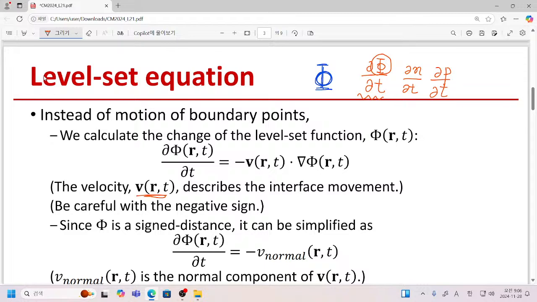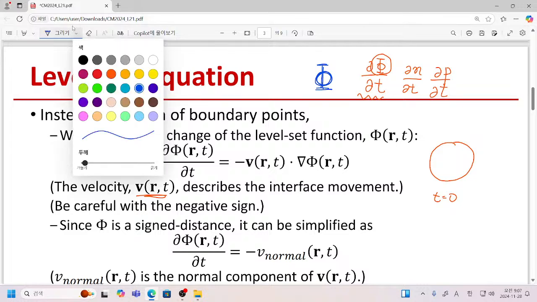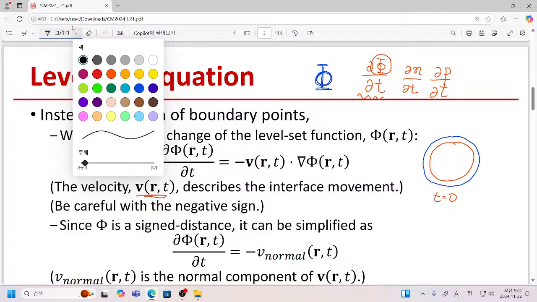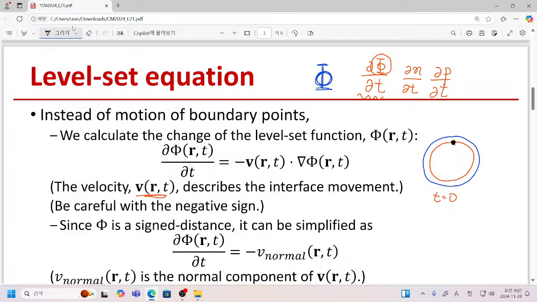Here the velocity describes the interface motion. Let's think about this circle. This is t equal 0, and it is now expanding. How can we expand? For example, by doing such kind of isotropic deposition. After some time later, we have the boundary shown here. Then certainly we can define the velocity v for this point. This point is moved to here, this point is moved to here, and this point moves to here. So what is the velocity v in this case?